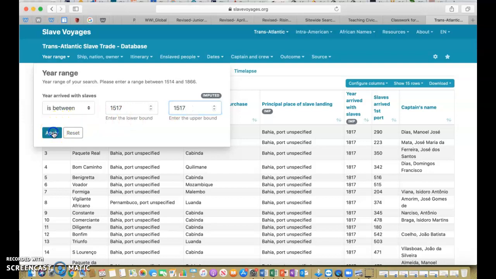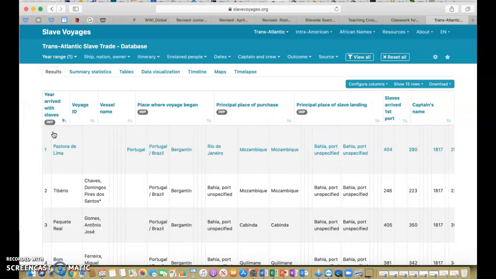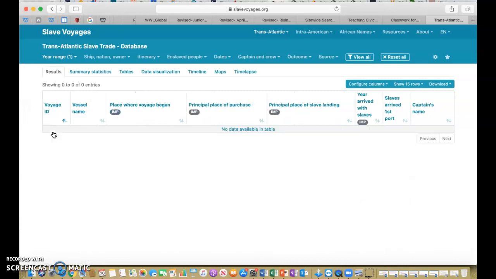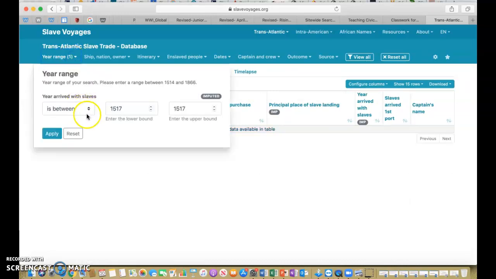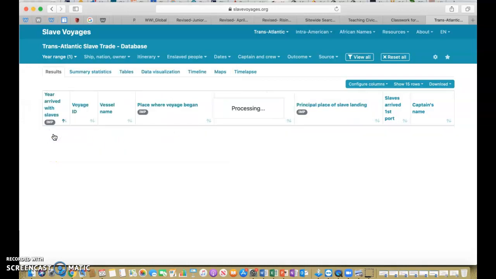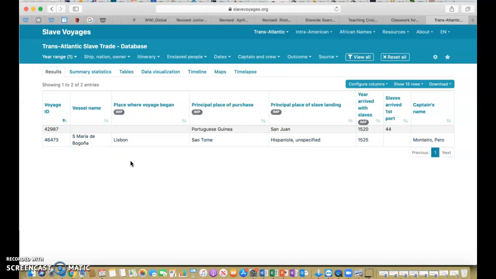And if I hit apply, it's going to show me that we don't have any results for that particular year range between 1517 and 1517. Let me just try 1517 to 1525 and see if any show up. Most of these are going to be in the 1700 to 1800s that we're going to look at, but we'll see, it's processing. There we go. So we have two from 1517 to 1525.